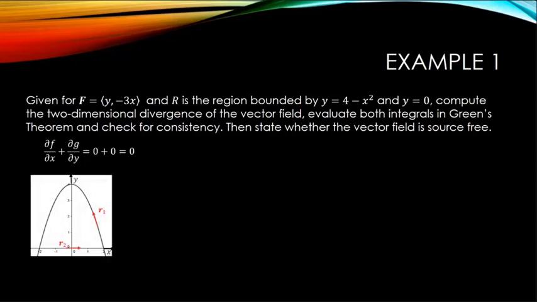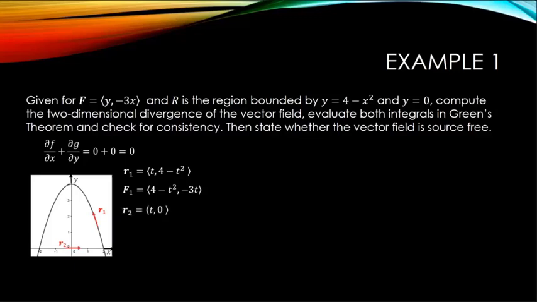I'm going to sketch my region because it's going to give me a better idea of what I'm trying to do. I have a region bounded by a downward opening parabola with a vertex at the point 0, 4, and it crosses the x-axis at negative 2 and 2. And on the bottom, my region is bounded by the x-axis between negative 2 and 2. I have two r vectors on my boundary I need to construct. R sub 1 is the boundary that follows the downward opening parabola. It is a vector with components t and 4 minus t squared. F of r sub 1 is equal to the vector with components 4 minus t squared and negative 3t.